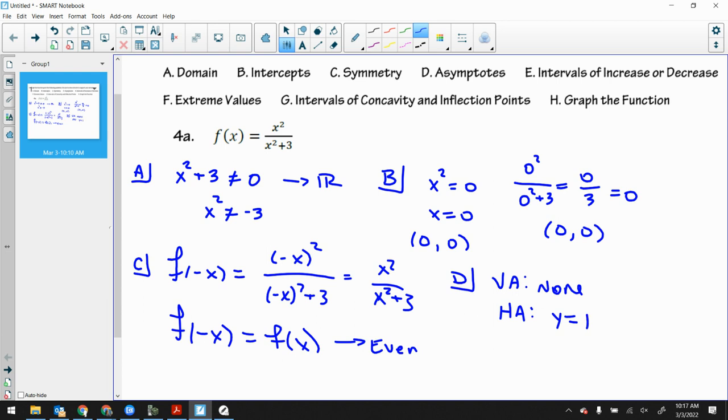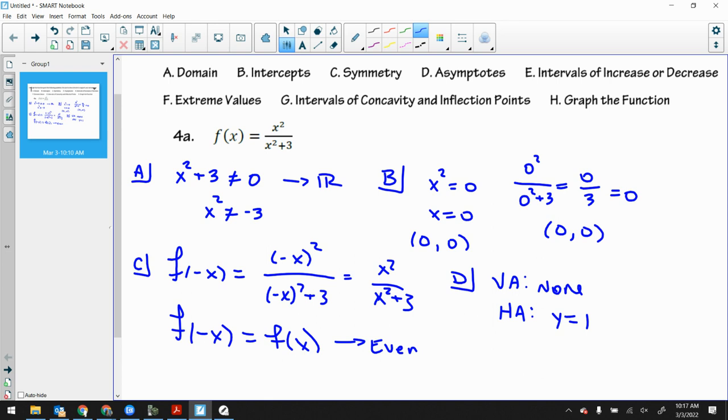That's my horizontal asymptote. Remember, if it's top heavy, then there is no horizontal asymptote. If it's bottom heavy, then the horizontal asymptote is at 0. If the leading coefficients are equivalent, then the horizontal asymptote is where the leading coefficients are divided by each other. So y is equal to 1. Questions about that?